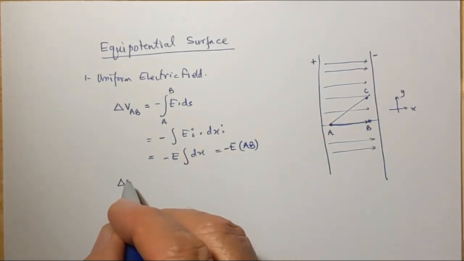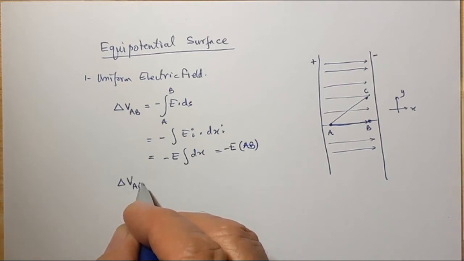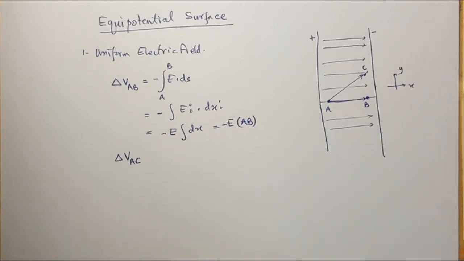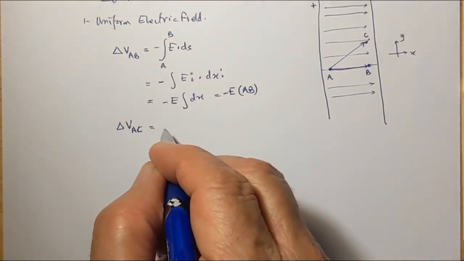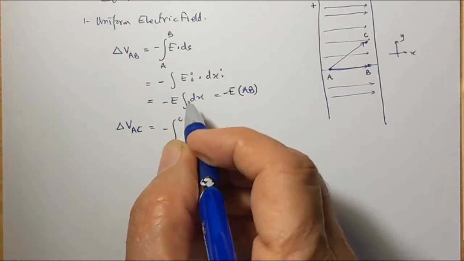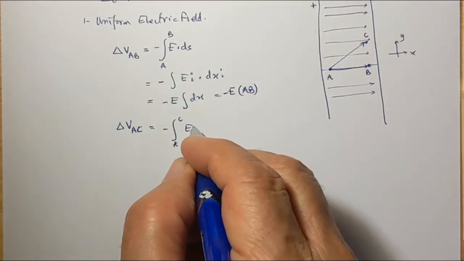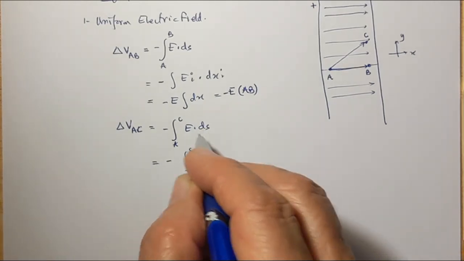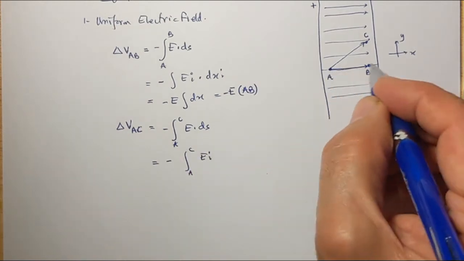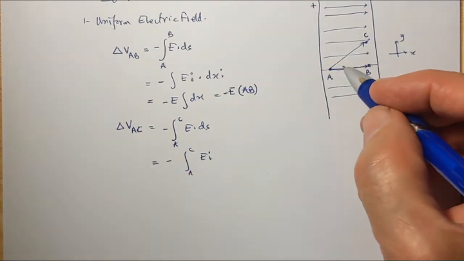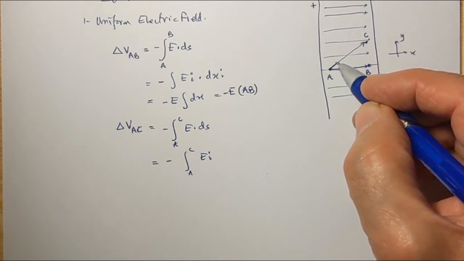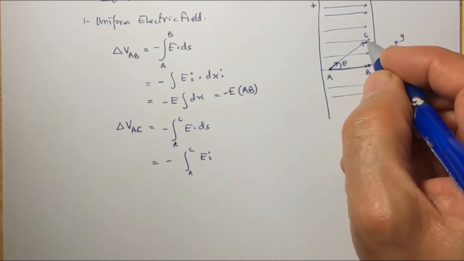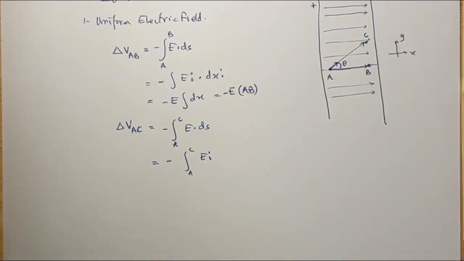Now let's find the potential difference between A and C. So if you're going along here from A to C, and then we have the same equation, integral from A to C of E dot ds, and this will be minus integral from A to C. E is going to be E i because the electric field is still in the x direction, and ds is in this direction, and the angle between them is theta, and let's assume it's a straight line, so the theta will remain the same all along.